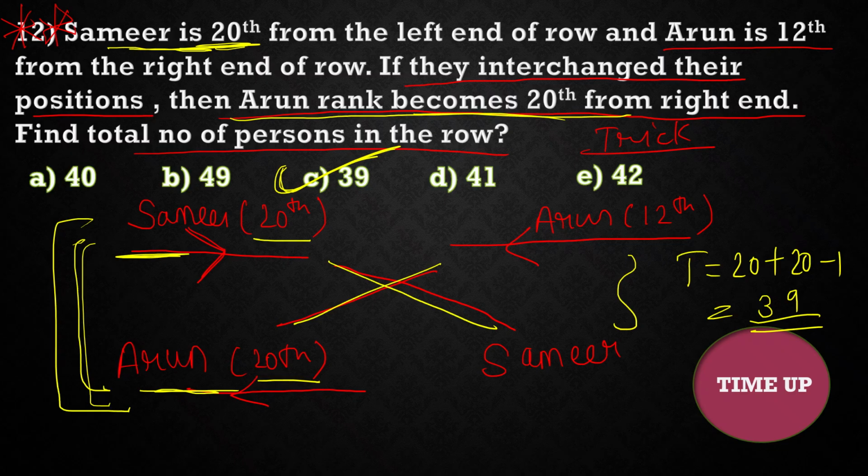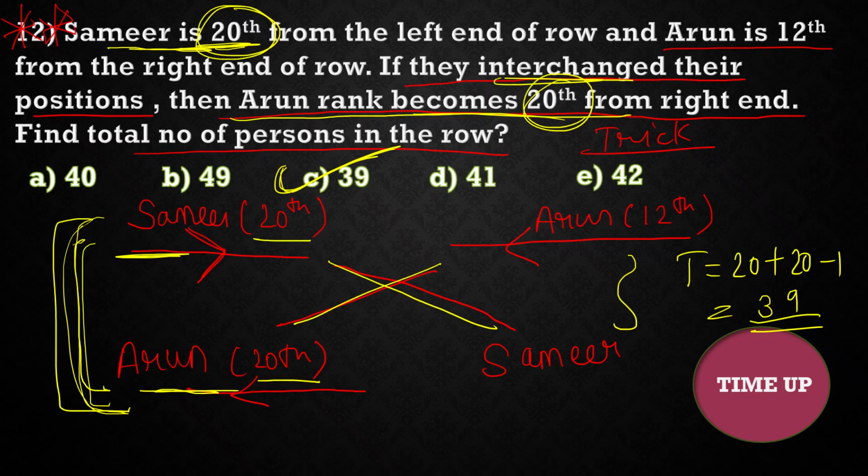Understanding? So we will take Samir's first rank, and after the interchange, we will take the rank given for the next person. Understanding? This is the trick you need to use. So where there is maximum information given to you, that only you will take to find out the total number of persons in a row.